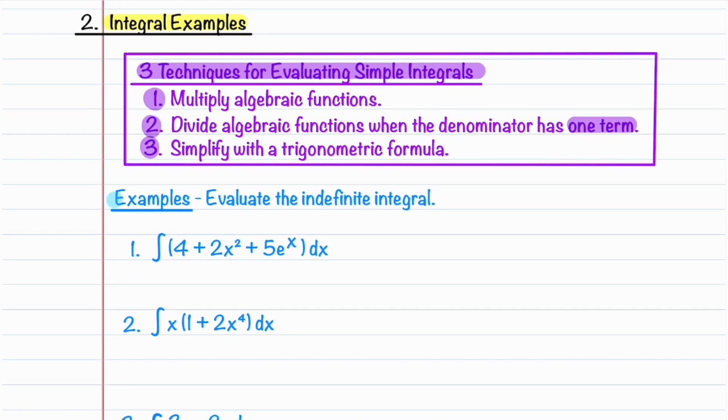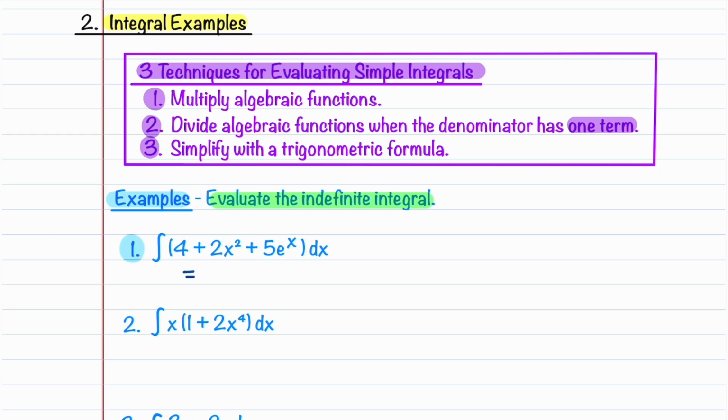We're going to walk through 4 examples where we are going to evaluate the given indefinite integral, and we'll use these techniques that I just listed. In the first example, we're actually not going to use any of these techniques because I thought it would be good to just start off with a basic one that doesn't involve any extra simplification. For this one, we just have to remember what the formula is.